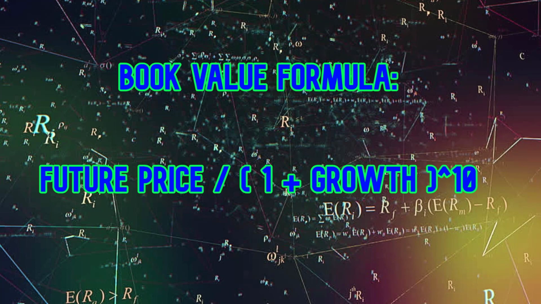Okay, so that $24.96 that we just calculated on Skyworks Solution, that's gonna be your future price. Now, you're just gonna divide that by the 1 plus growth over the power of 10, which we already calculated, which is 1.10. So all you're doing really is just dividing 24.96 by 1.10.